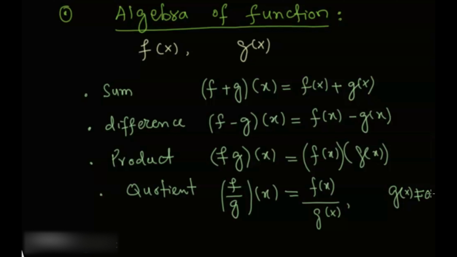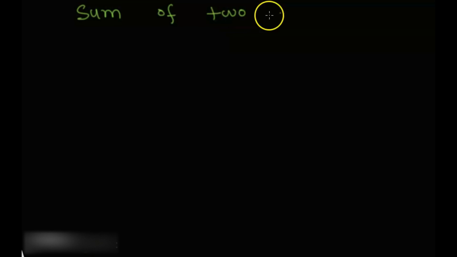Special things to talk about: if we have two functions f and g, what will be the domain of their sum, the domain of their difference, the domain of their product, and the domain of their quotient. So let's proceed with defining the sum of two functions, and we will also talk about the domain.